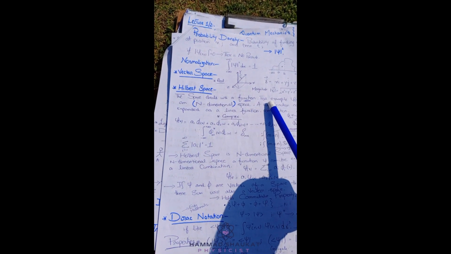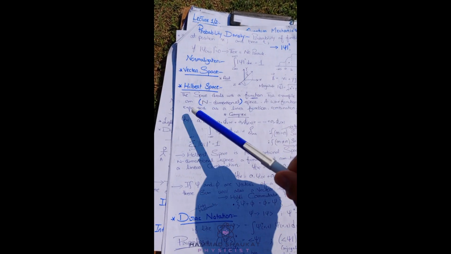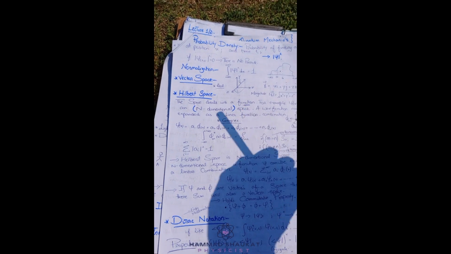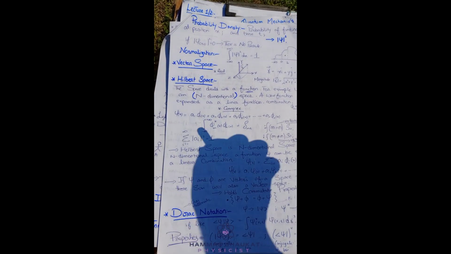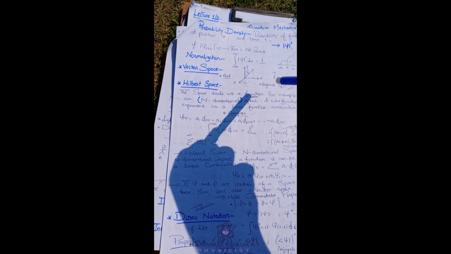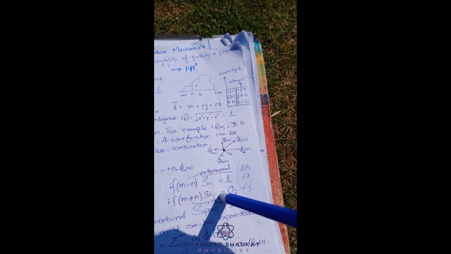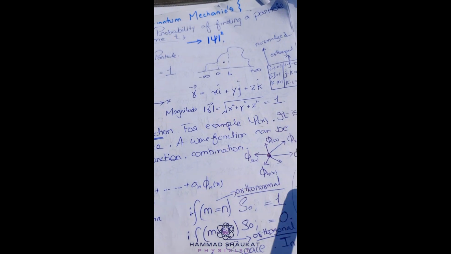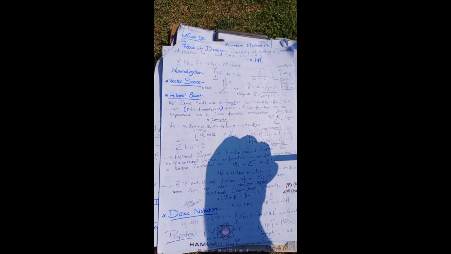The space deals with functions. For example, let us take psi of x as a wave function. It has an n-dimensional space. If your wave function has an n-dimensional space, then you can say that your wave function is in Hilbert space. A wave function can be expanded as a linear combination. Say this is a particle, this is the x-axis, and these are n numbers of dimensions, 1 2 3 4, then you can say you are in Hilbert space.